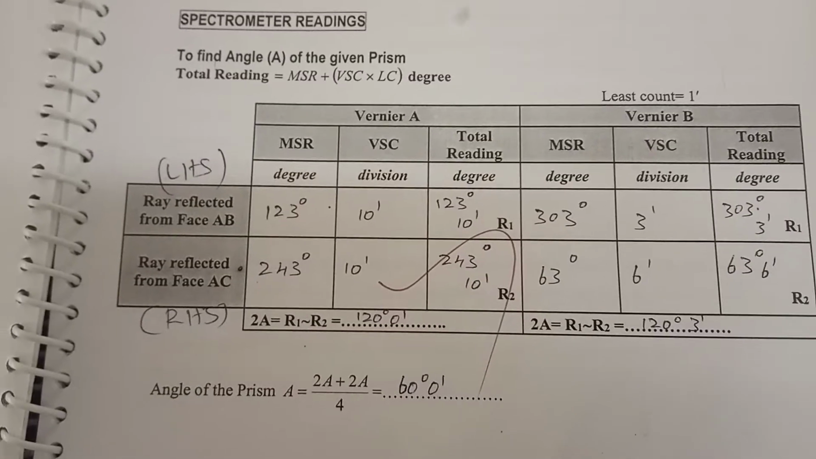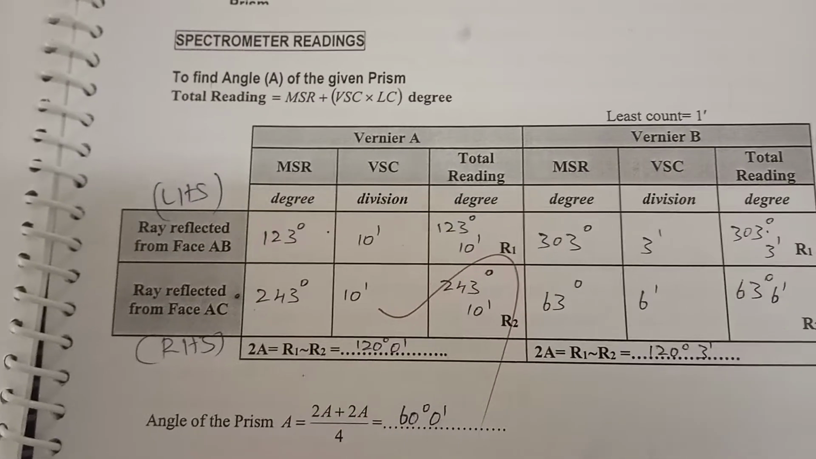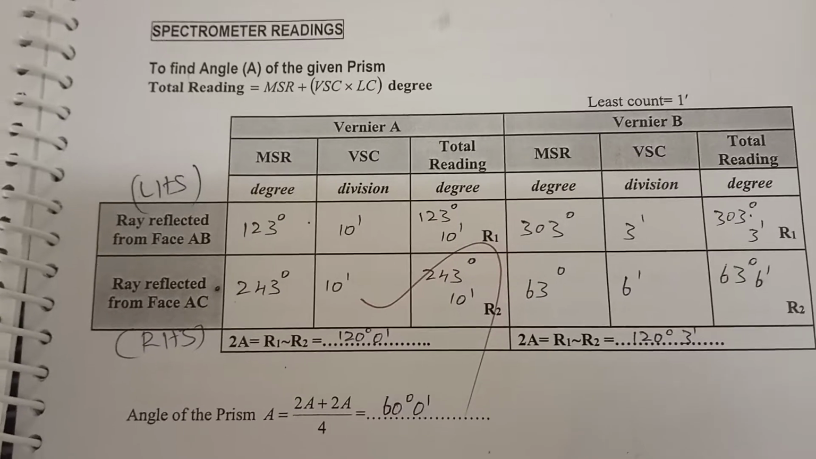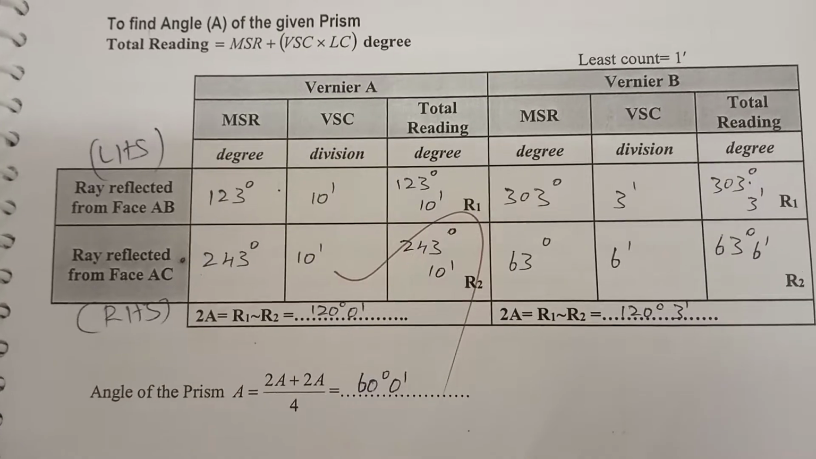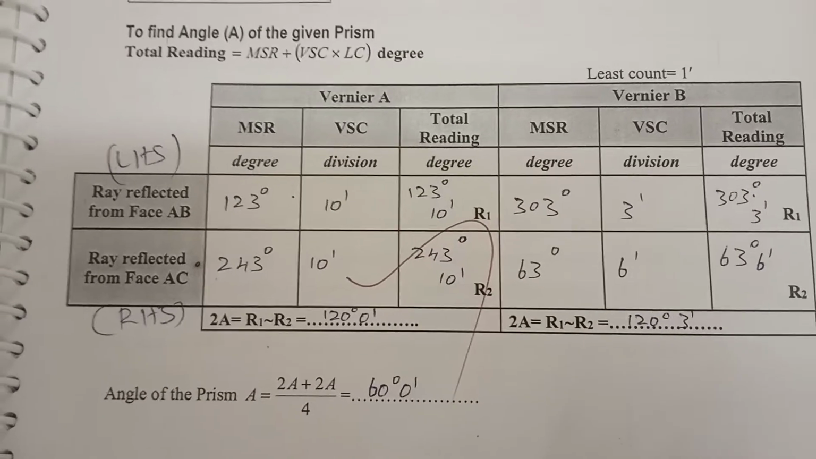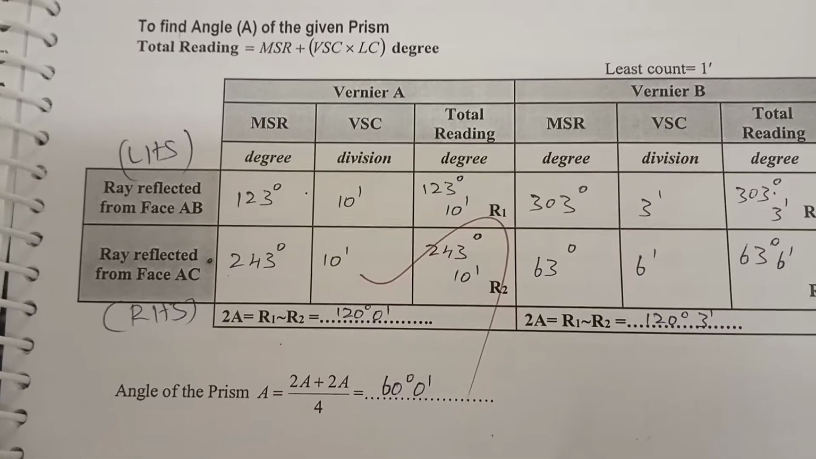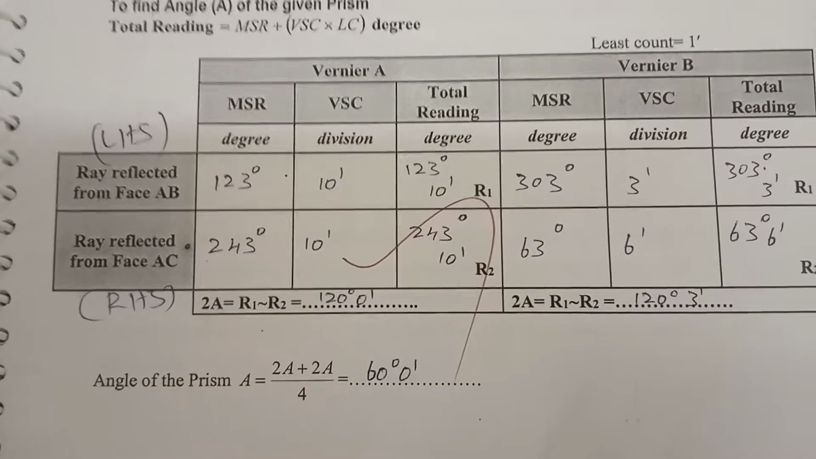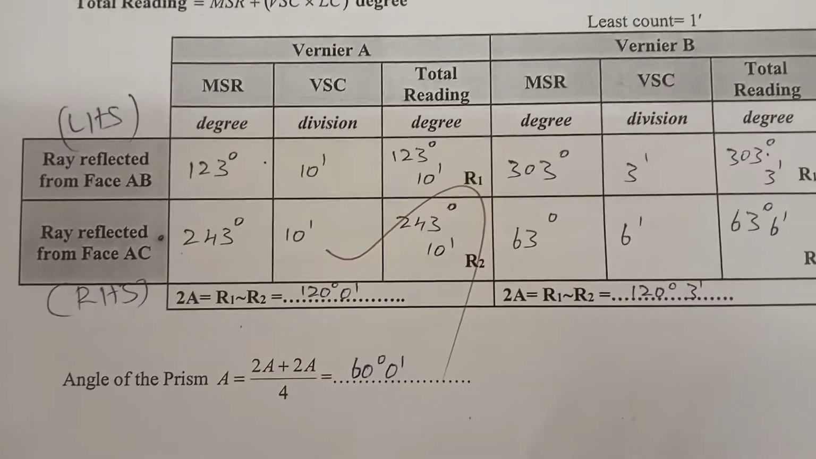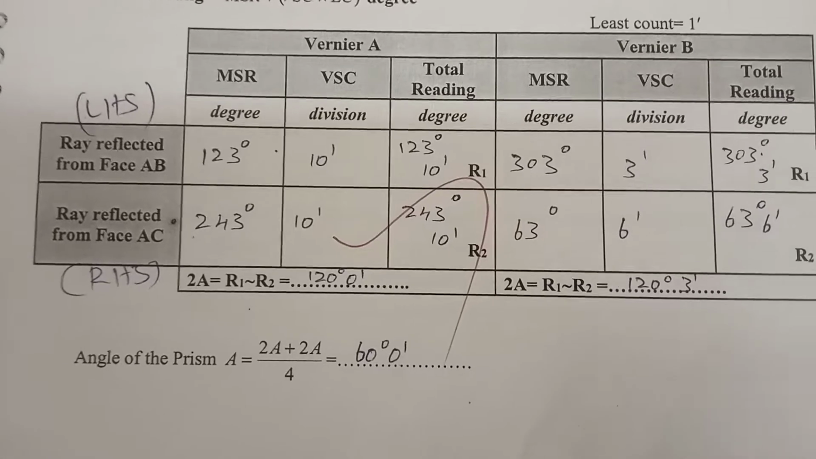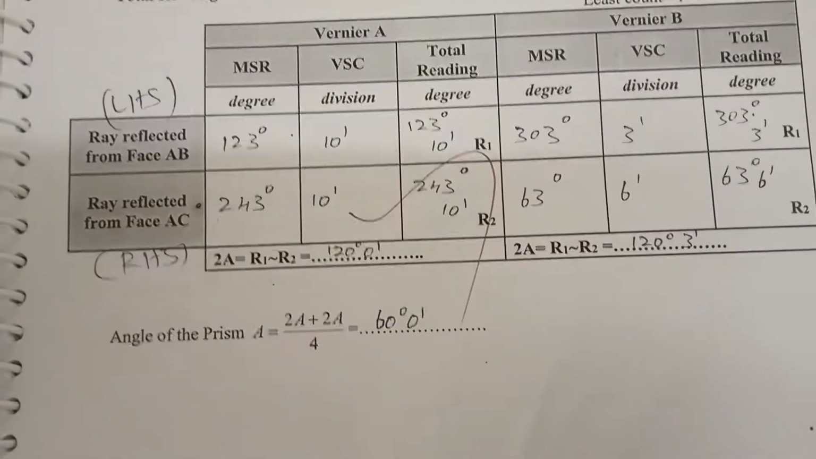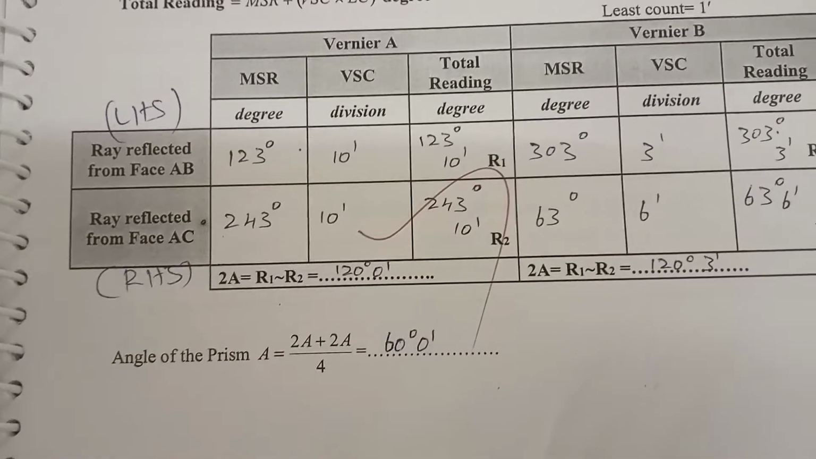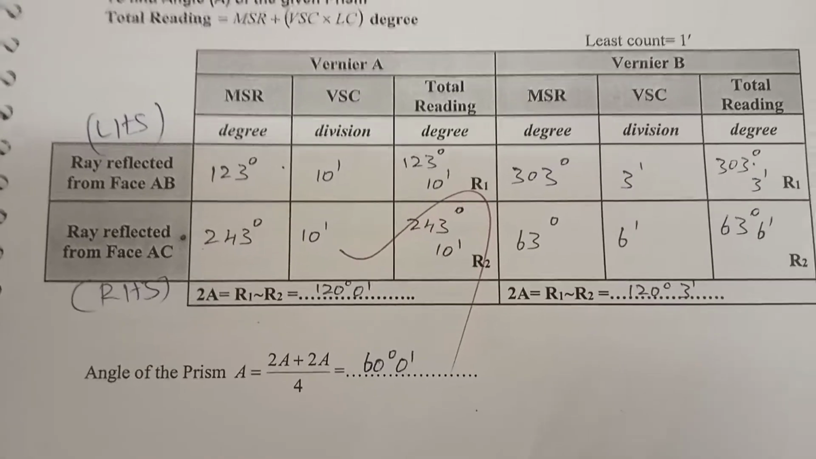So the values of vernier A and B are assigned as R1 and R2 for both sides. The average is found to be 120 degree 3 minutes, and the average taken for determining the angle of the prism is found to be 60 degree. So actually the prism holds the angle always to be 60 degree theoretically, and now the same value is found practically as the same.